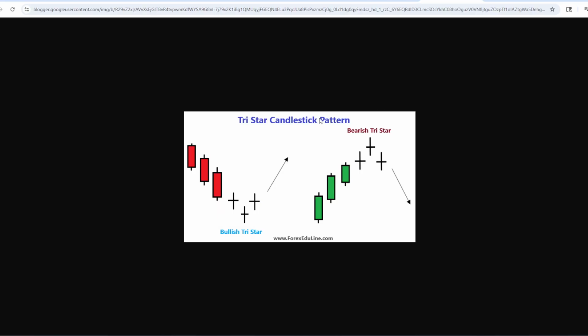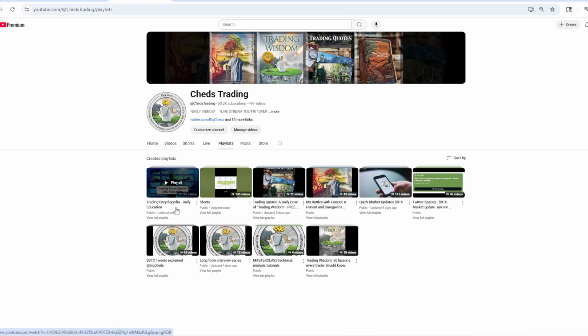This is the Tri-Star candlestick pattern, Japanese candlestick reversal pattern for my Trading Encyclopedia Daily Education series on my YouTube at Chads Trading.